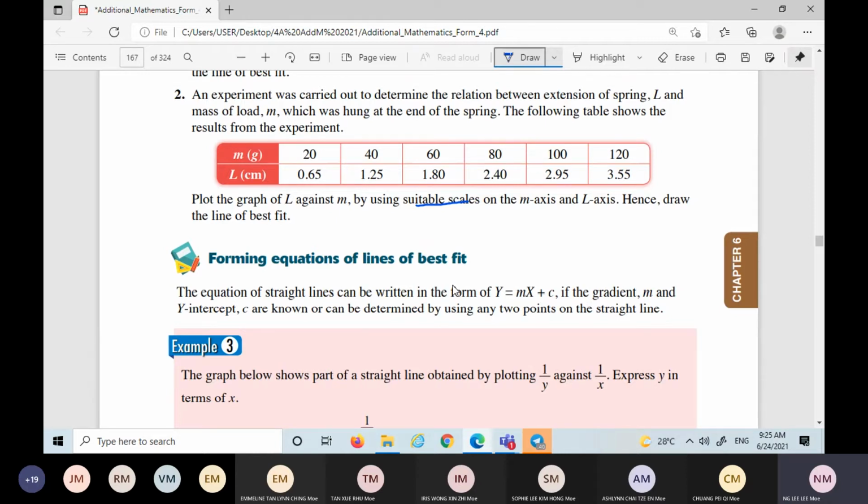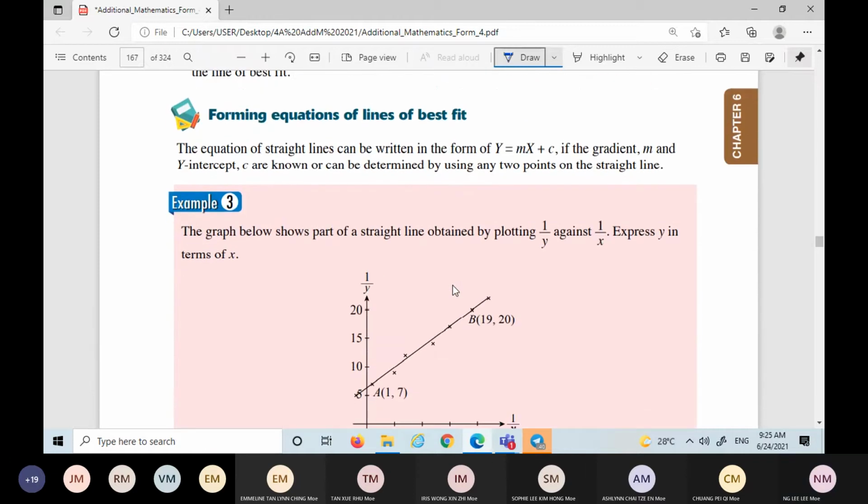Okay, next, this one. The question they will ask in paper 1. In paper 2 they will ask you to draw on the graph paper the line of best fit, but paper 1 no. This is the old format. I don't know the new format. We have to wait for next year March, then only we will know. Luckily you are not the first batch.